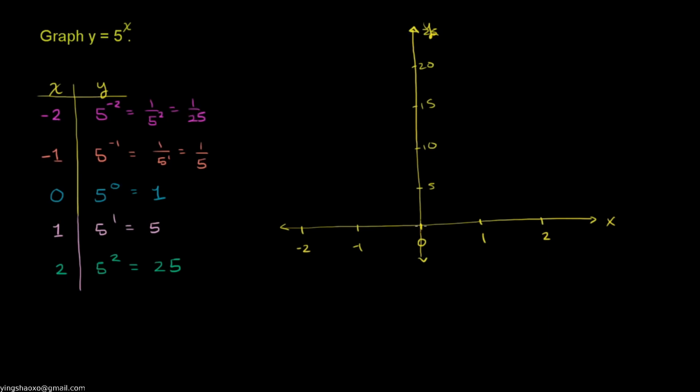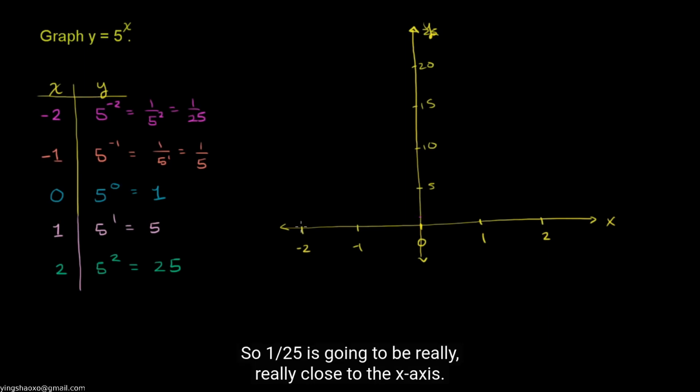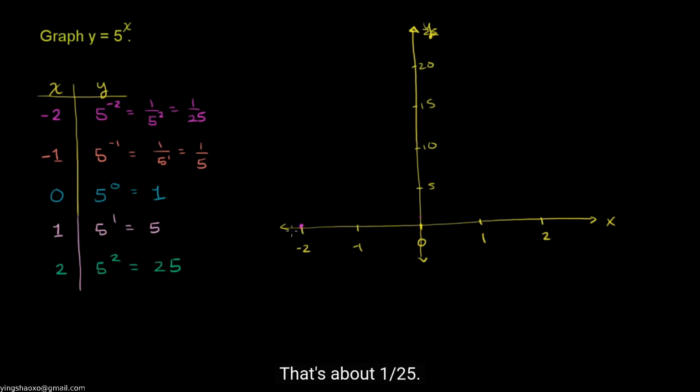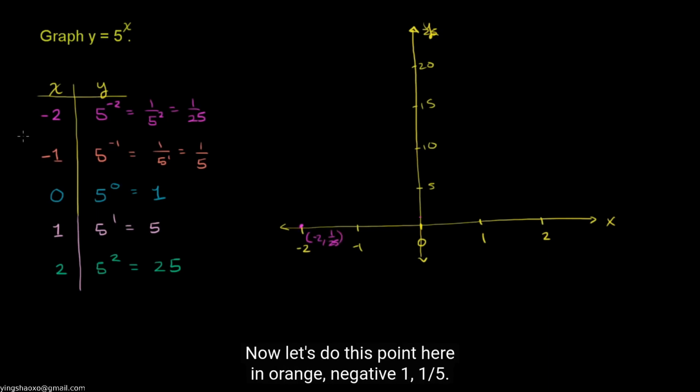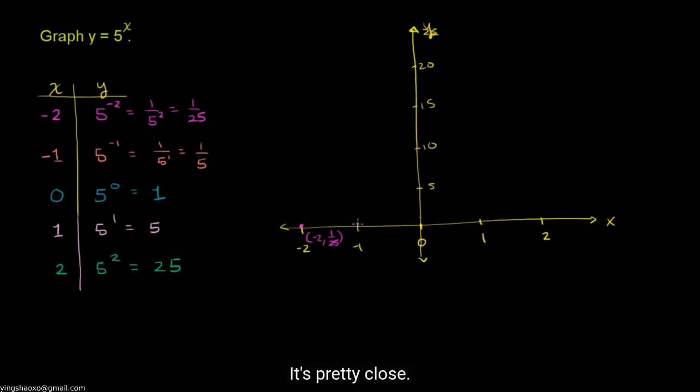-2, 1/25. 1 is going to be like there. So 1/25 is going to be really, really close to the x-axis. That's about 1/25. So that is -2, 1/25. It's not going to be on the x-axis. 1/25 is obviously greater than 0. It's going to be really, really close. Now let's do this point here in orange. -1, 1/5. 1/5 on this scale is still pretty close. So that right over there is -1, 1/5.